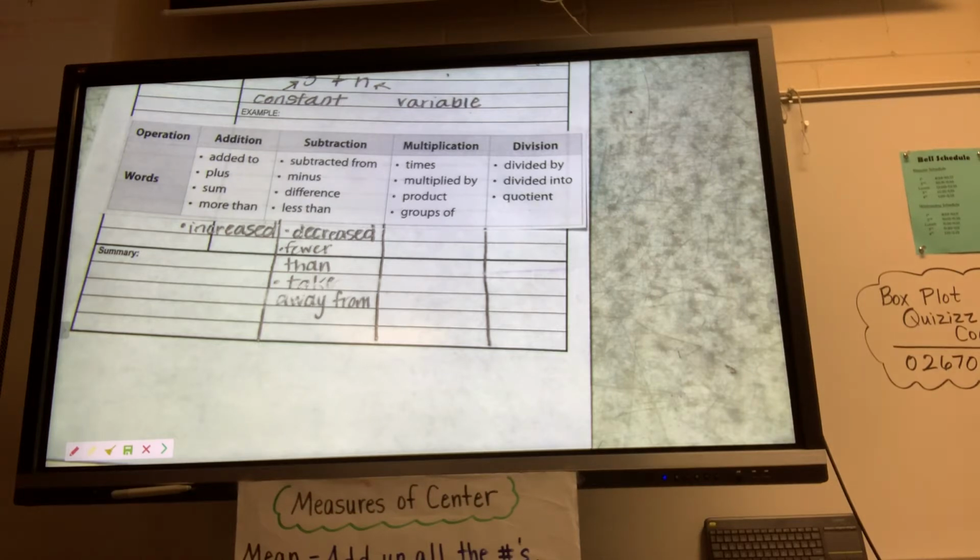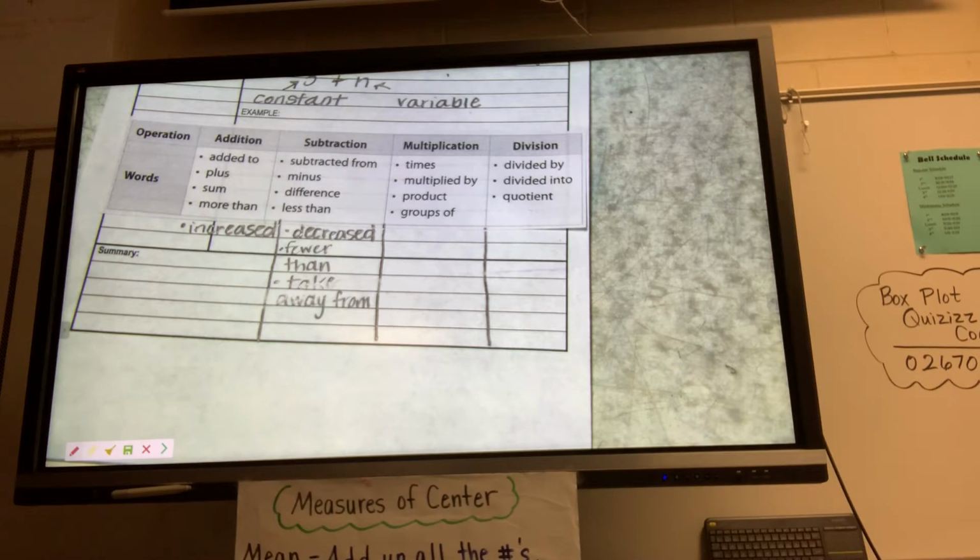Also know that you can always use the back of the room where I have the colors, the red, green, turquoise, and yellow on the top. Those are also keywords that help you identify what operation you need to use.